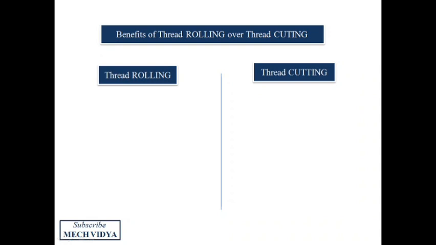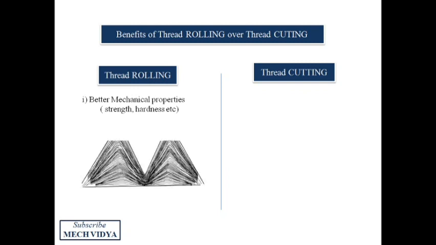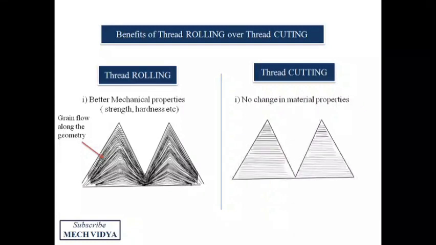Now, threads made by rolling have some advantages over the traditional cutting techniques. These are: they have better mechanical properties since the flow of grains, as you can see in the diagram, is uniform and follows the pattern of the workpiece. Whereas in cutting techniques, there is no improvement in the mechanical properties.